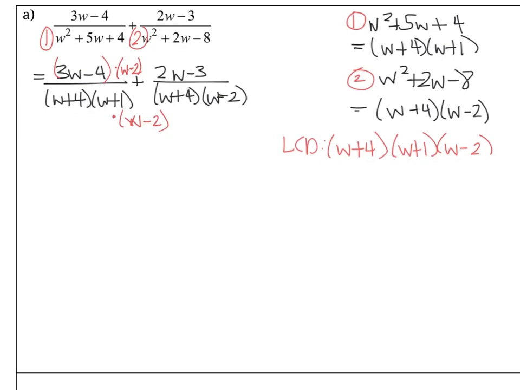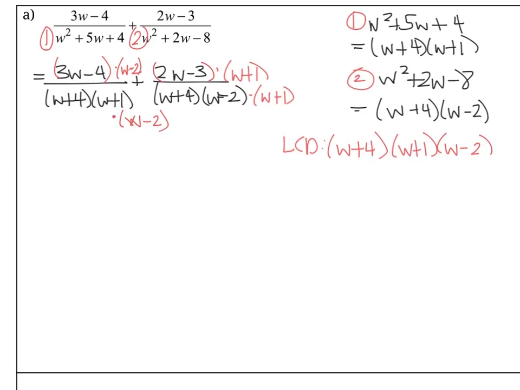Okay, and this next denominator has w plus 4 and w minus 2, so it's missing the w plus 1. So I'm going to multiply this denominator by w plus 1, and this denominator by w plus 1. But how I've written it, it just looks like I'm multiplying 3 by w plus 1. But it's this entire binomial, so I'm going to make sure that that's in brackets.